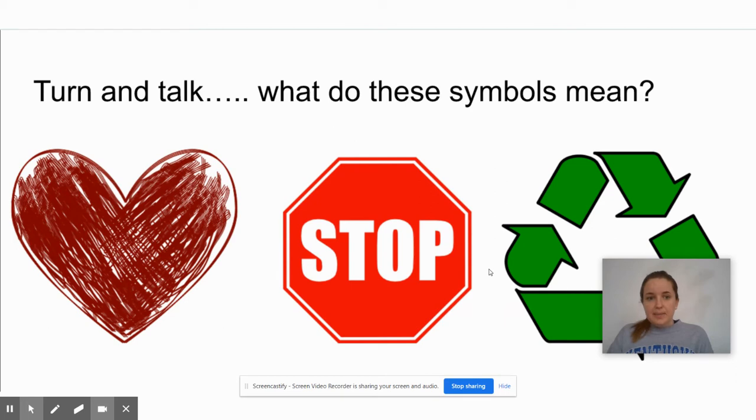So what is a symbol? A symbol. If you look right here, you can see a heart. When you see a heart, you automatically know a heart represents love. When you see a stop sign, you automatically know to stop. And when you see this green recycle sign, you know that means recycling, not trash. These are all symbols. And just like we have symbols all around us, there's symbols all around us that represent the country we live in, the United States. And we're going to learn about some of those today.